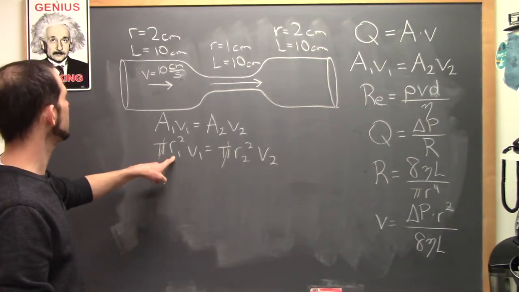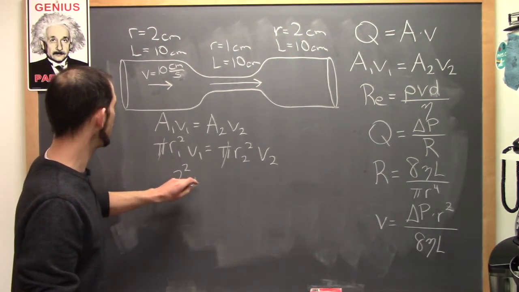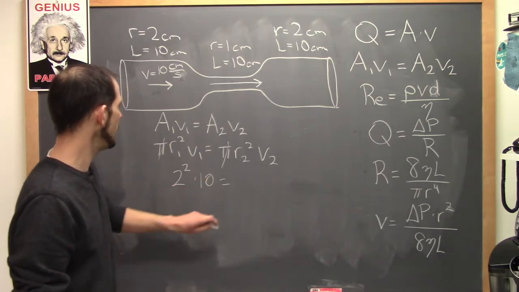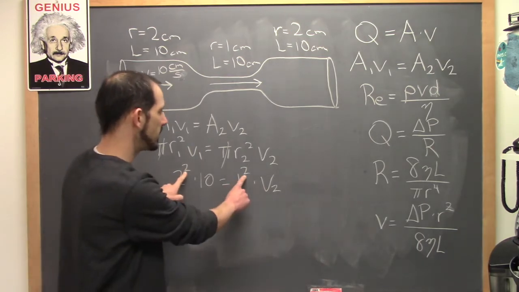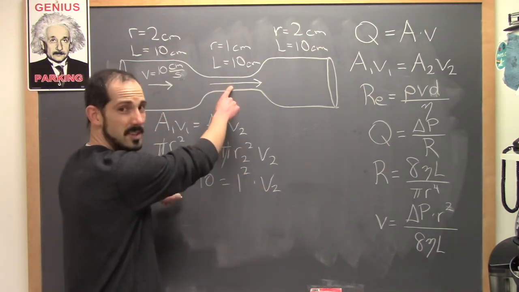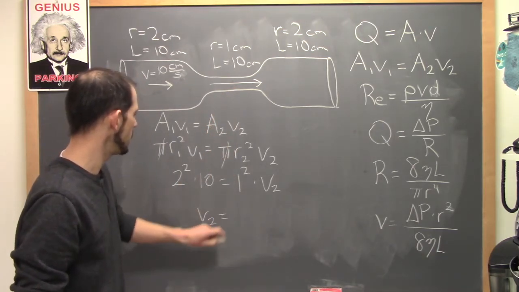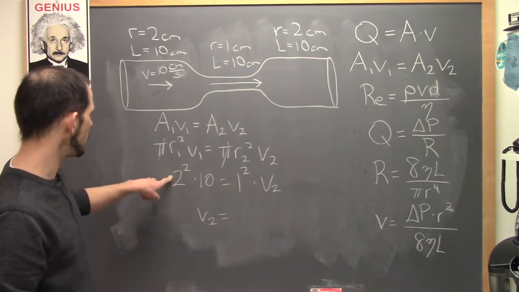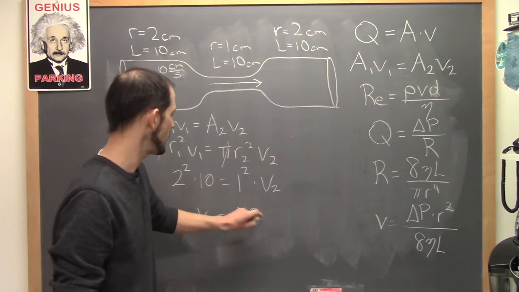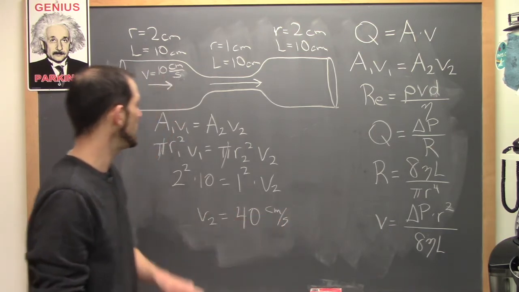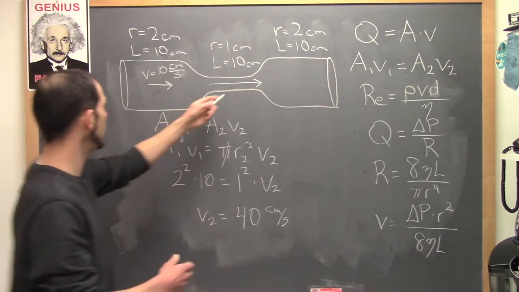So the radius is 2 centimeters, so we have 2 squared times the velocity of 10 equals 1 squared times the velocity of 2. Already, this square says that we can't just say this velocity is going to go up by a factor of 2. The square is going to make it different. So V2 is 2 squared times 10, so 4 times 10, so 40 divided by 1, so you get 40 centimeters per second. So when you halve the radius, you actually quadruple the speed. Okay, great. So we know that velocity.